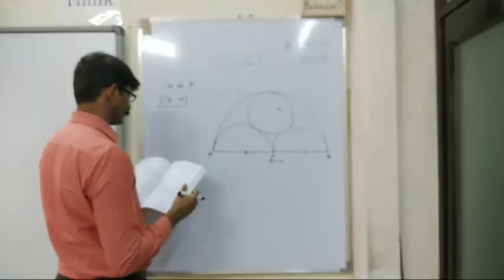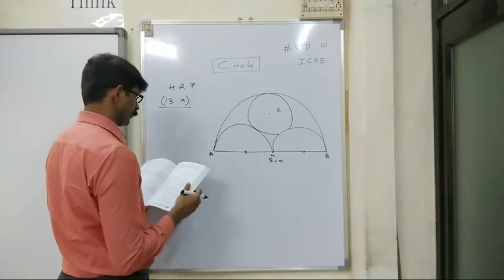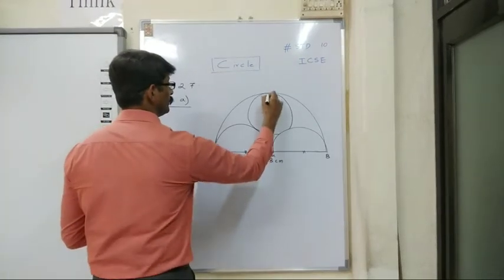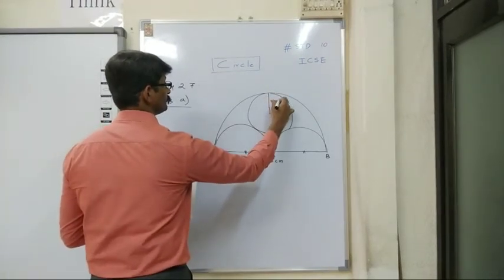So what are we going to do? Find the radius of the small circle. So we're going to find the radius of the small circle. That's the question.